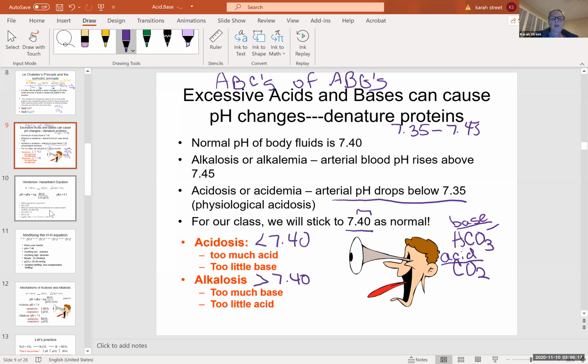So how can a person remember, which one was acid, and this one was base, right? How can a person have acidosis? Well, usually a student goes, too much acid, of course. So then it would look like this. We're not neutralizing anymore. We've deviated. That is one way to have acidosis, too much acid. But there's a second way. You can have too little base.